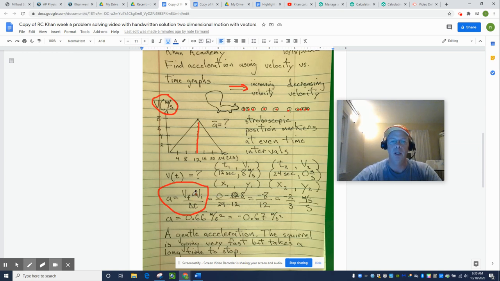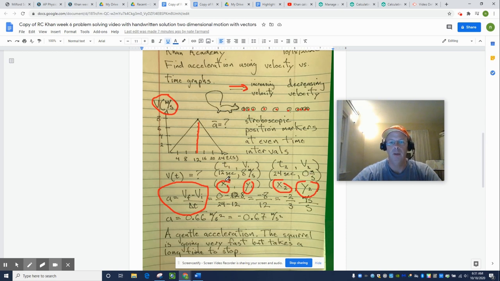Here's the change in velocity. Here's the elapsed time to make the change. The math teachers just say X and Y, so you've done a million slope calculations. At 12 seconds, we're moving 8 meters per second, and then x2, y2. At 24 seconds, you're moving 0 meters per second.